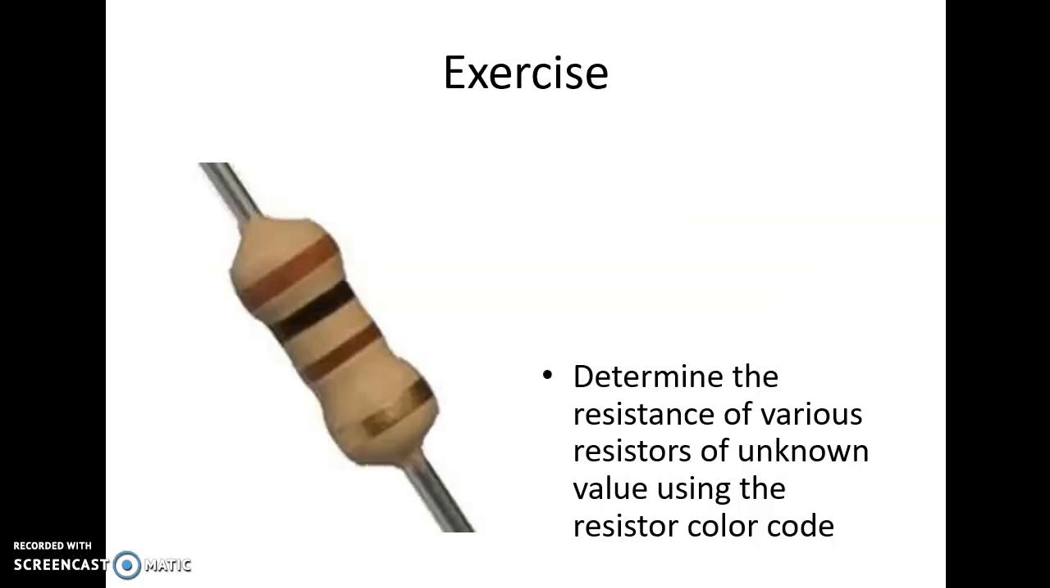So this is an exercise. You can see here it is brown, black and brown, and this fourth band is nothing but a golden band. So everyone can find out what is the value of the resistor, and you can write it in the comment box. So this is an exercise for you.